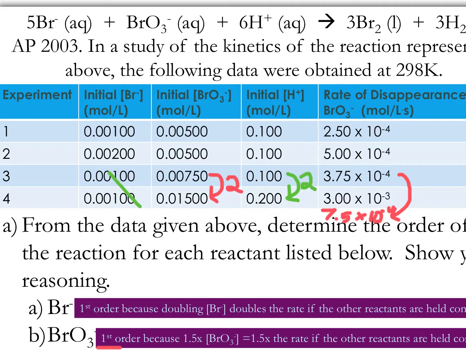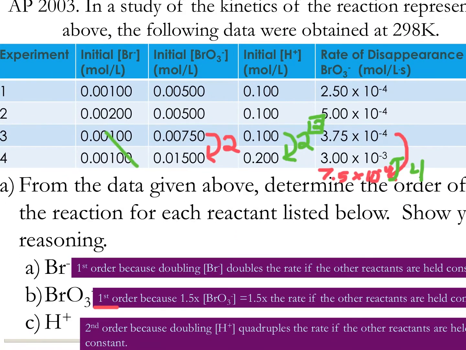So in this case, we doubled this, and you can use a calculator at this point in the test, and you would find that going from 7.5 times 10 to the negative 4th to 3 times 10 to the negative 3rd is a change of 4. So the rest of this change was caused just by the hydrogen, and that was exponentially 2 times the change. Which means that the hydrogen has a second order. It's second order because doubling the hydrogen quadruples the rate if the other reactants are held constant. So this is the perfect answer for this question.